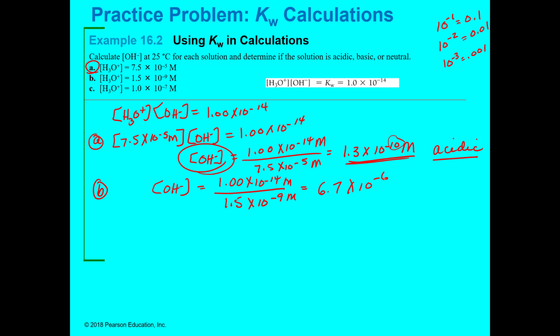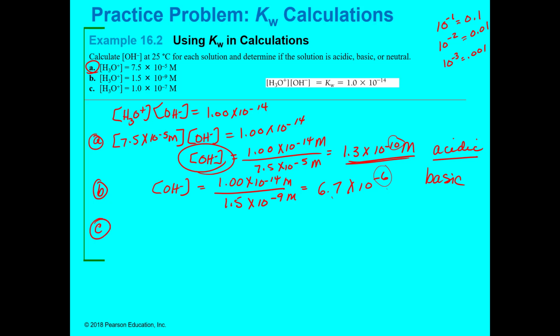And to decide at this point if it's acidic or basic, all you have to do is look at this exponent. It doesn't matter what the rest of the number is. So it's to the minus 6. 10 to the minus 6 is a bigger number than 10 to the minus 7. Therefore, you've got more hydroxide than you do hydronium, so this would be basic.